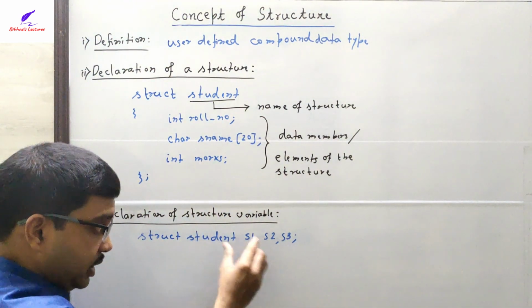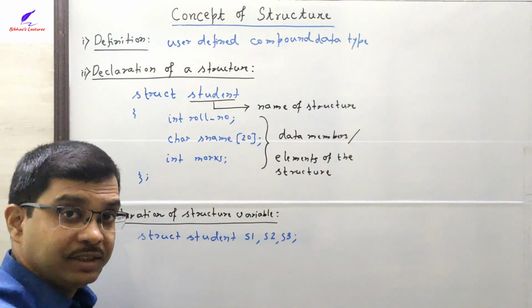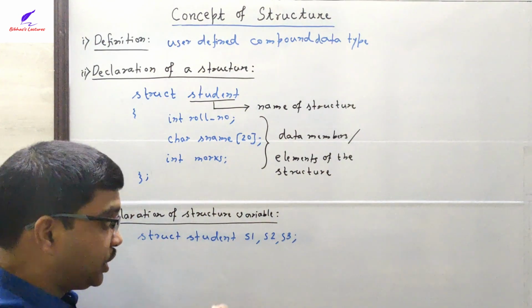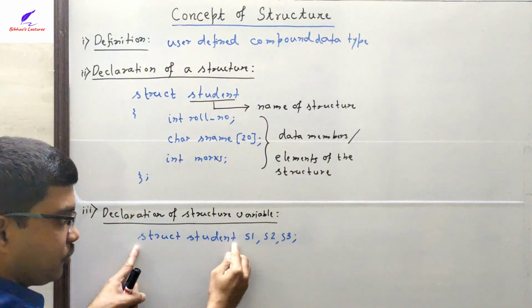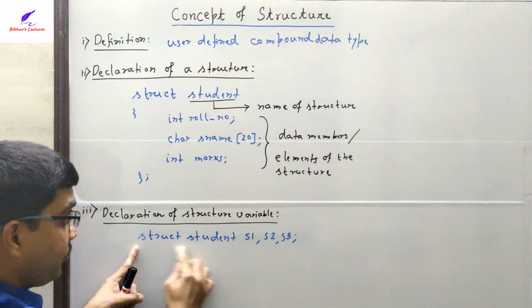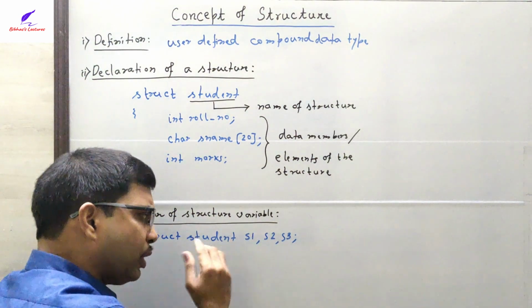So since S1, S2, and S3 are the variables, the next question is what the data type of these three variables is. The data type is simply struct student. So S1, S2 and S3 are variables of struct student type.